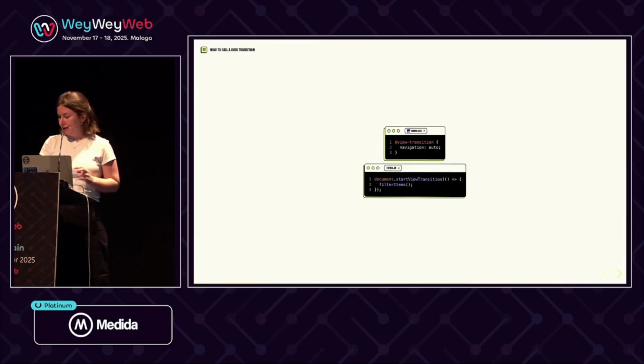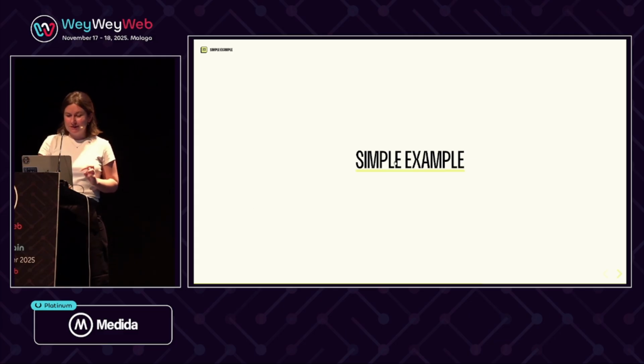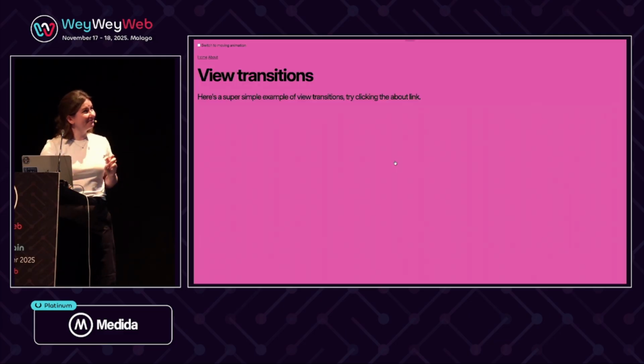To really start doing cool stuff, we need to add individual items to the view transition pseudo elements. So to call a view transition between all your pages, which doesn't work in Firefox yet, sorry, you just add a little block of CSS: view-transition: navigation auto. And to call it with JavaScript, you just say document.startViewTransition, and then the thing you want to do, you put inside the function. So let's go to a simple example.